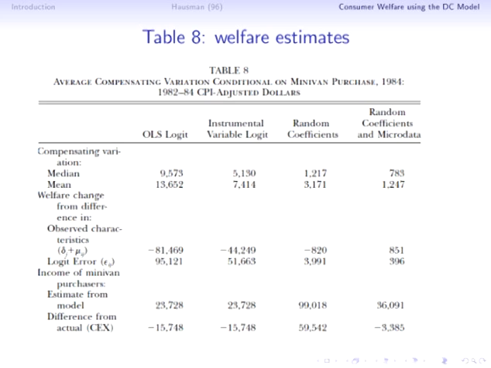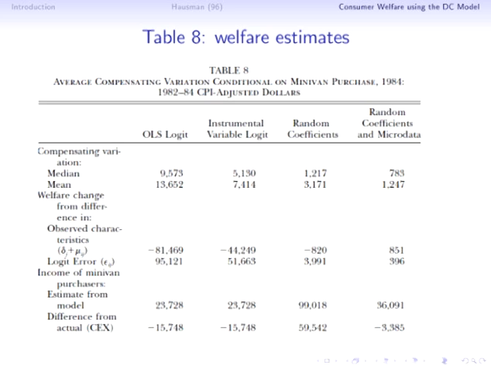Let me show you the welfare, and then I'll conclude. He does the welfare with logit, with IV logit, with random coefficients, and with random coefficients plus microdata. He computes the compensating variation, so these welfare measures. Because it's a nonlinear model, it has to be done numerically, a little differently than what I showed there, but that's the basic idea.